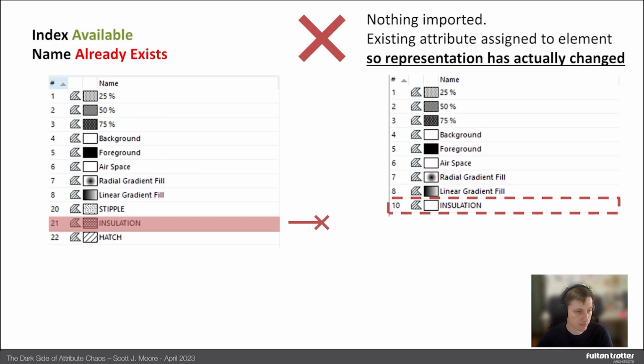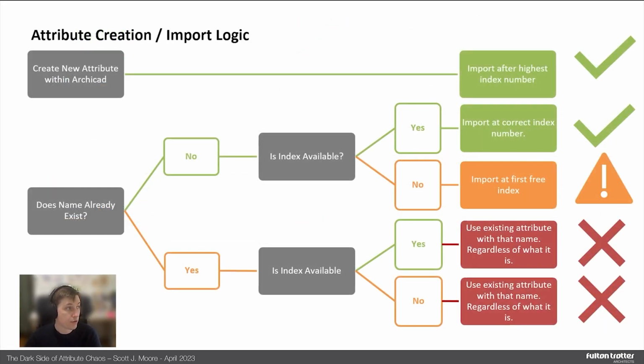So let's refer to our diagram for this one too. We've got installation at 21, not being copied across because installation already exists, regardless of what index number it exists at. So I've created a little flowchart here just to explain the different logic of how Archicad decides where to put attributes when they're created or copied into a file.